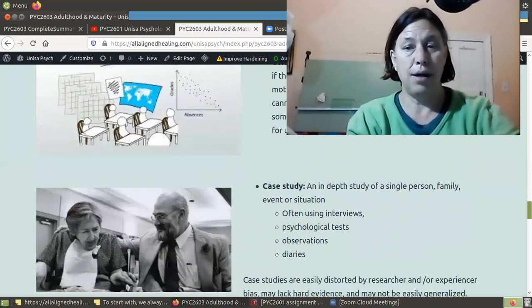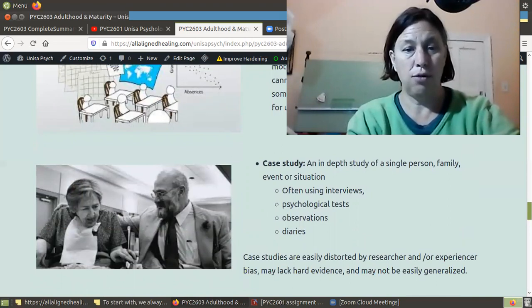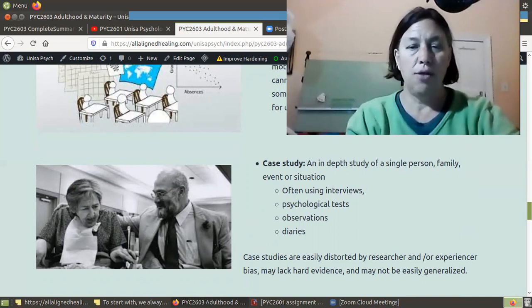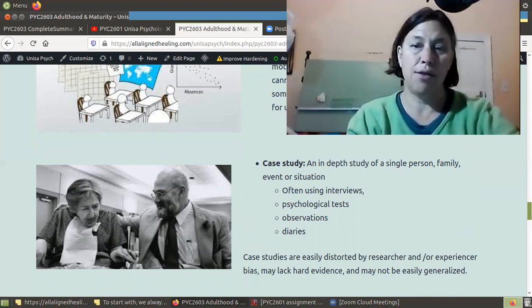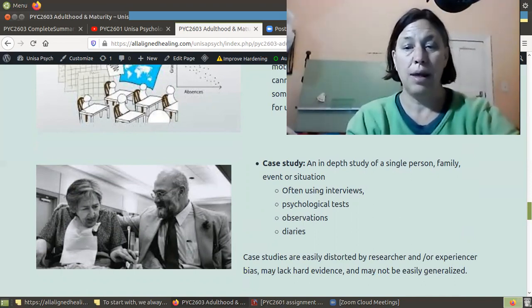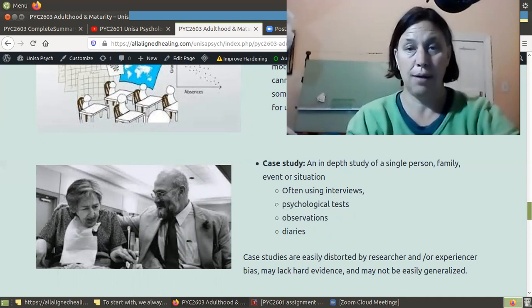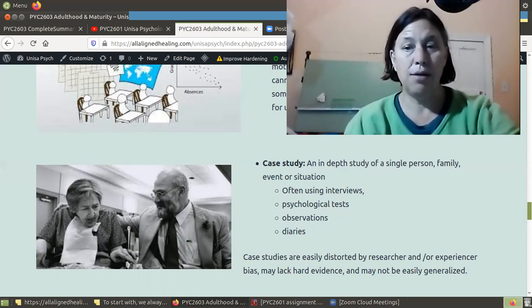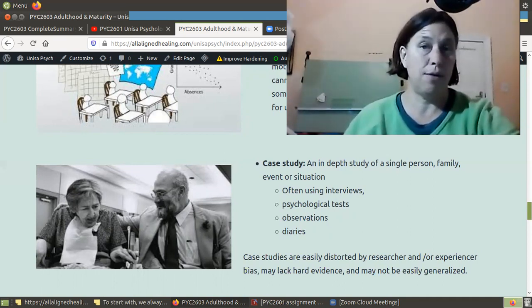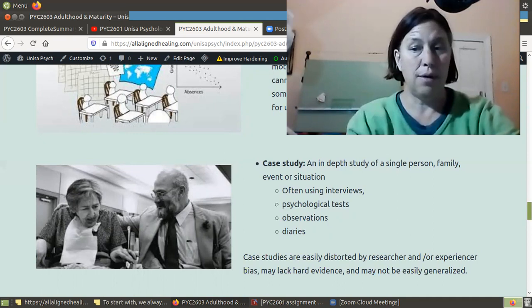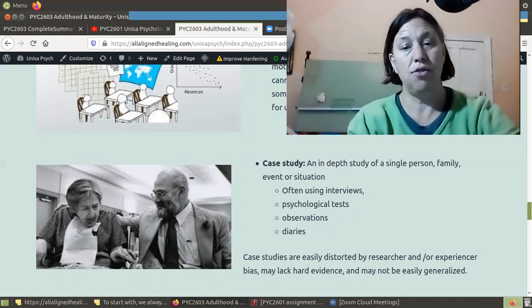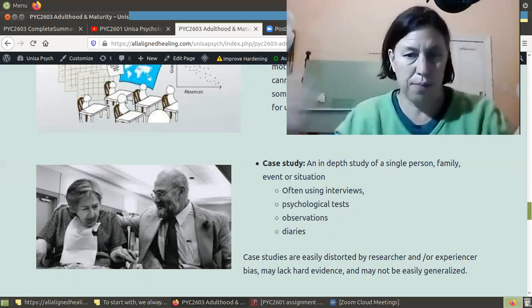Then we've got the case study. This is Oliver Sacks talking to a neurological patient. A case study is an in-depth study of a single person, family, event, or situation. It's often done using interviews, psychological tests, observations, and diaries. Case studies are fascinating and can give lots of wonderful insight, but they can be easily distorted by both the researcher and the experiencer bias. They may lack hard evidence. They may not be easily generalized to larger samples.